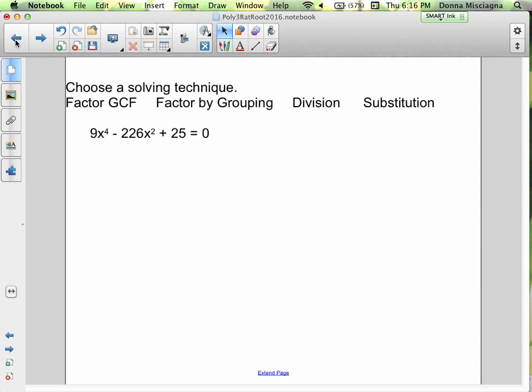Now which technique should I use? Factor greatest common factor, factor by grouping, division, substitution. What do you think?